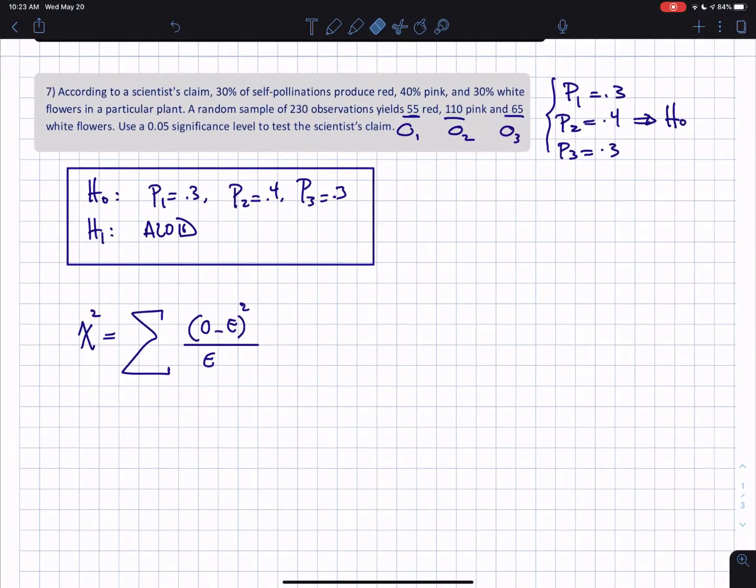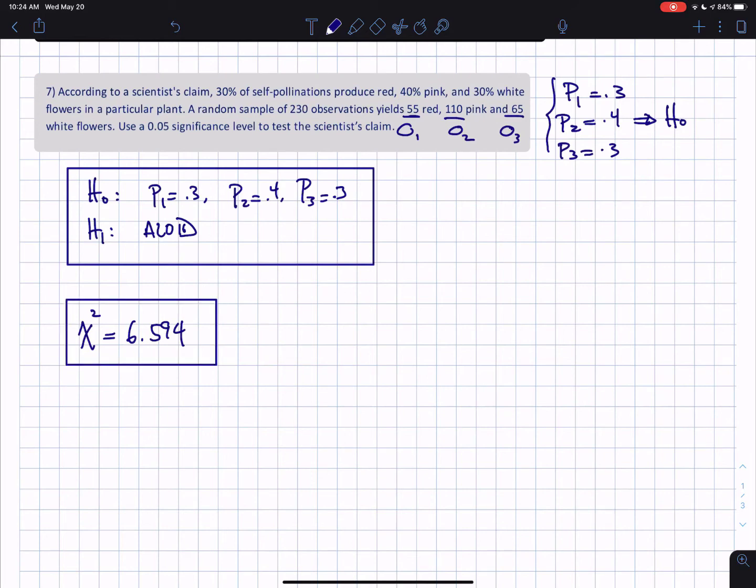Alright, so let's go back to our calculation. Now I know what my step 2 is that I calculated in Excel. My test statistic is, I could erase the formula, 6.594, and there's my second step.